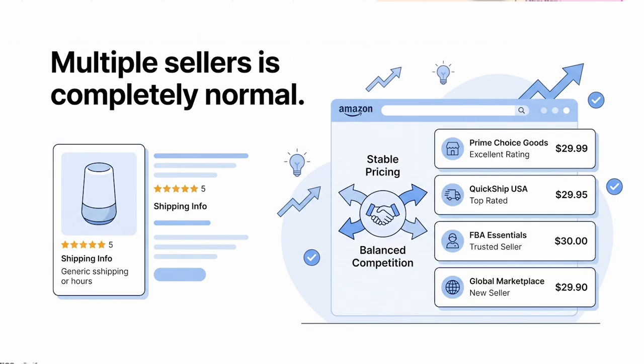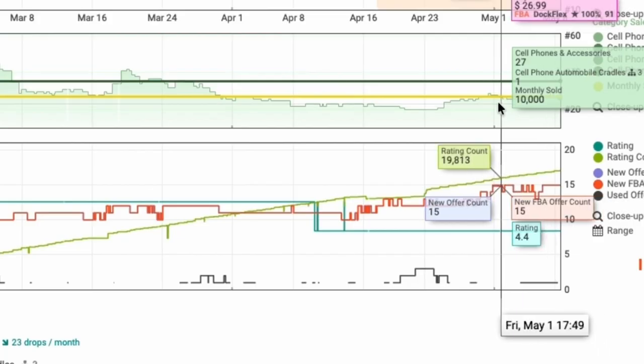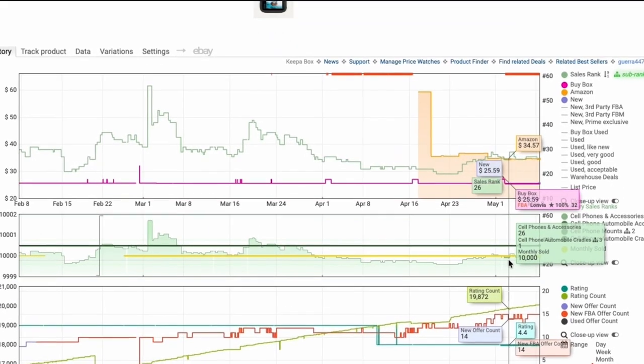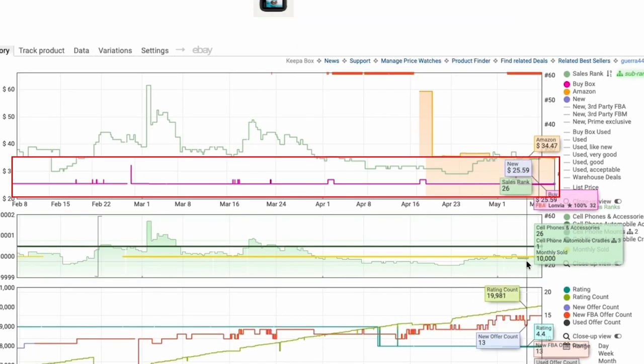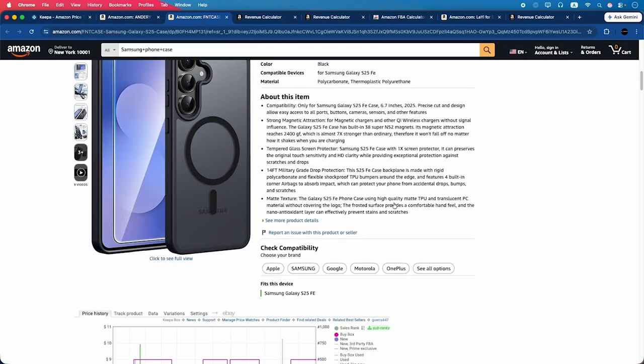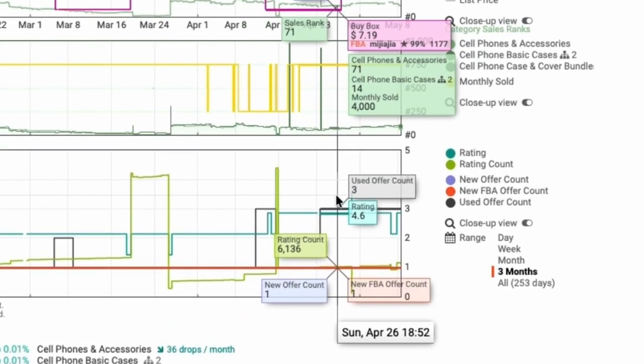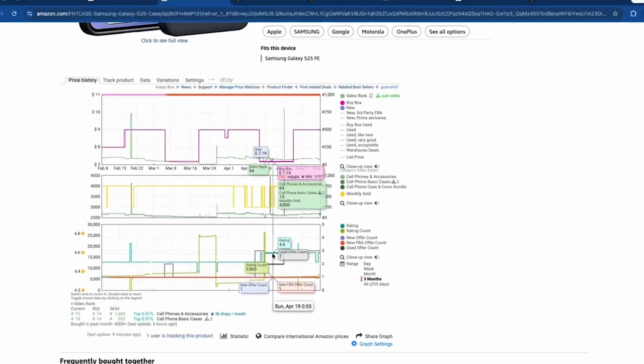Having multiple sellers is completely normal. It's not that big of a deal, right? In fact, it actually validates the product, in my opinion. But what really matters is how those sellers behave. If the price is staying stable like this flat pink line here, or sellers are constantly lowering the price, those are different. So if we go back to our phone case example, you can see here that these are basically dominant Amazon sellers controlling their pricing.